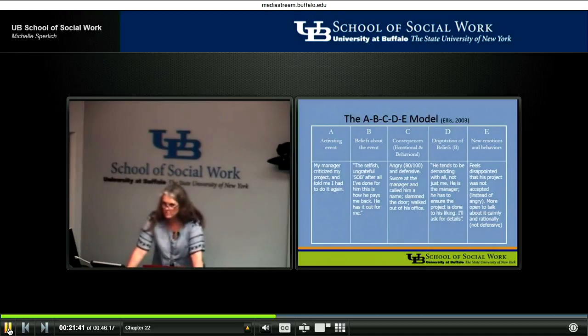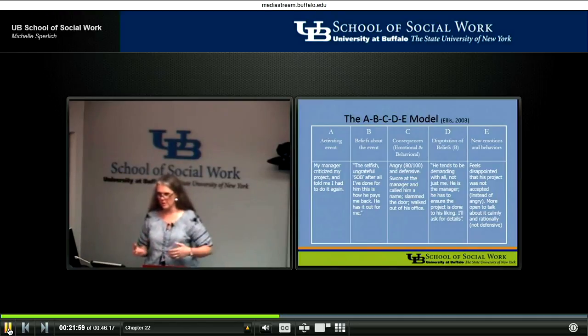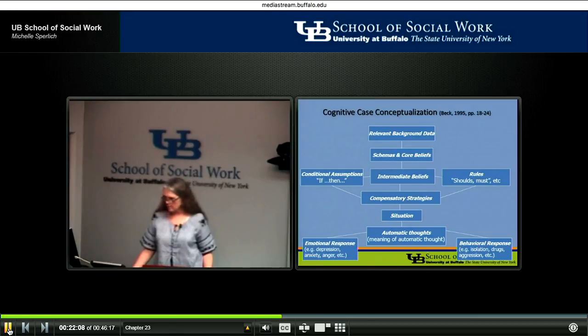Then you have this new category of D, the disputation of beliefs. He tends to be demanding with all, not just me. He is the manager. He has to ensure that the project is done to his liking. I'll ask for details. So that's where you're encouraging the client to say, is there another explanation for the manager's behavior here that you hadn't considered? Can we look at an alternate explanation? And then that might lead to new emotions and behaviors. So feeling disappointed that his project was not accepted instead of just completely angry. And then perhaps might be more open to talk about it calmly and rationally and not in a defensive manner going forward.